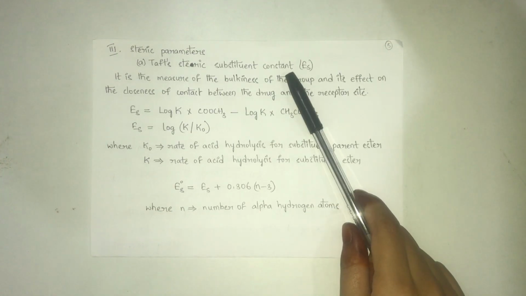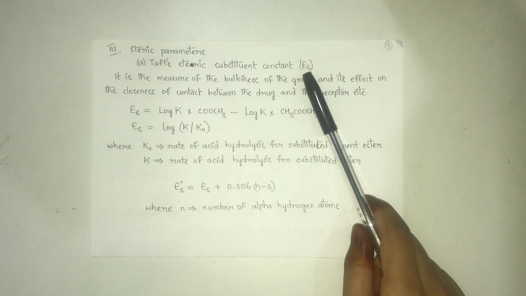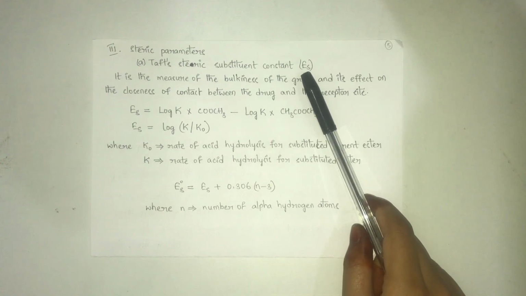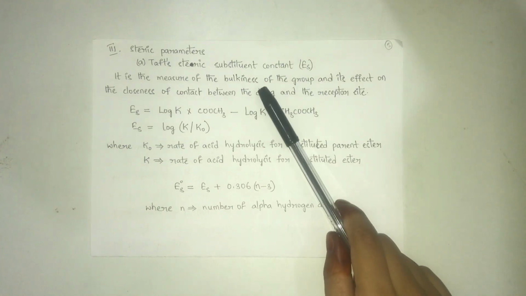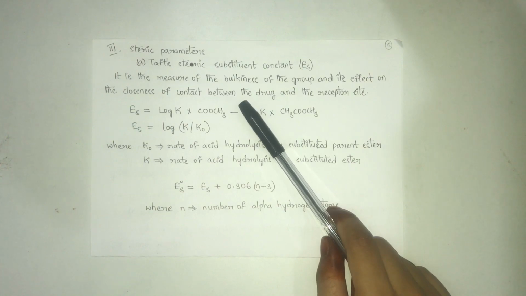Taft steric substituent constant, which can be written as capital E and subscript S. So this is the more important QSAR descriptor, which is a measure of the bulkiness of the group and its effect on the closeness of contact between the drug and the receptor site.